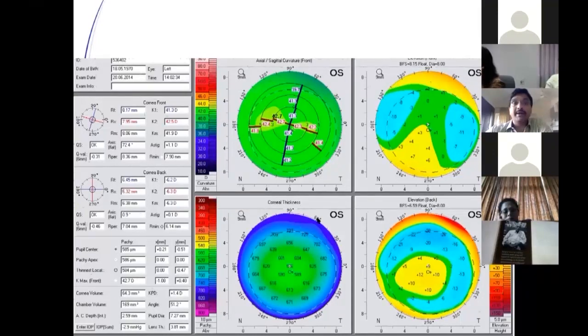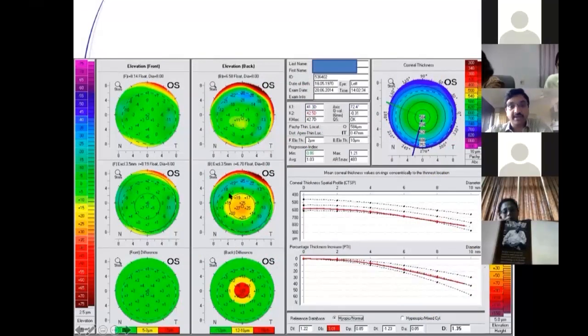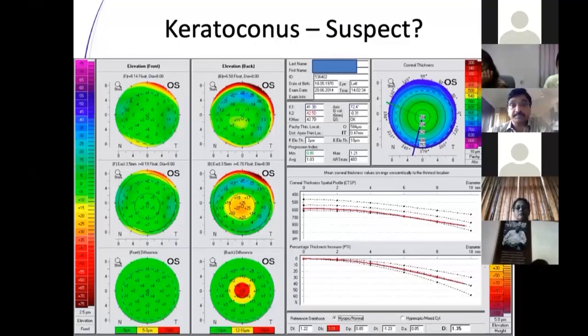That is where the BAD display helps us. If you see the posterior elevation here, it is significantly elevated, and the difference is very significant. So it is an abnormal cornea, and if you see this, the spatial thickness is also slightly out of the normal. So is this a real keratoconic cornea? The answer is probably yes, probably no. We don't know, but definitely this is not a patient for laser vision correction. That is where these BAD printouts help us.